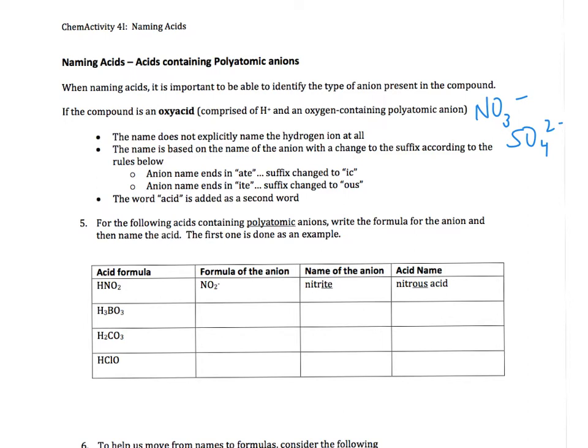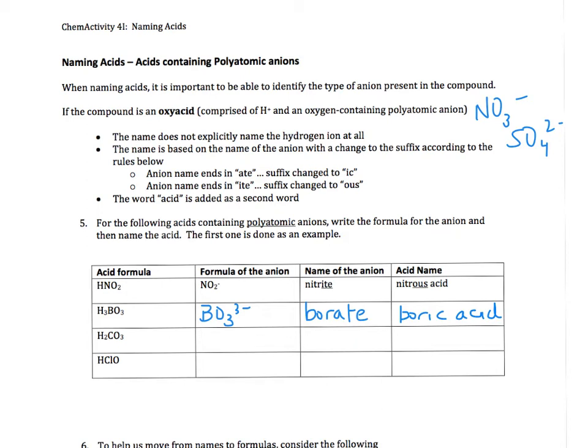If we look at the next example, H3BO3. So it's got 3 H pluses in it. So this must be BO3 3 minus. That's not an ion you have learned yet, but you can look it up, and its name is borate. And so since it ends in ATE, we would change the suffix to ic. So that's going to be boric acid. Boric acid is actually a detergent. You may have used it at some point in your life, or your parents might have.